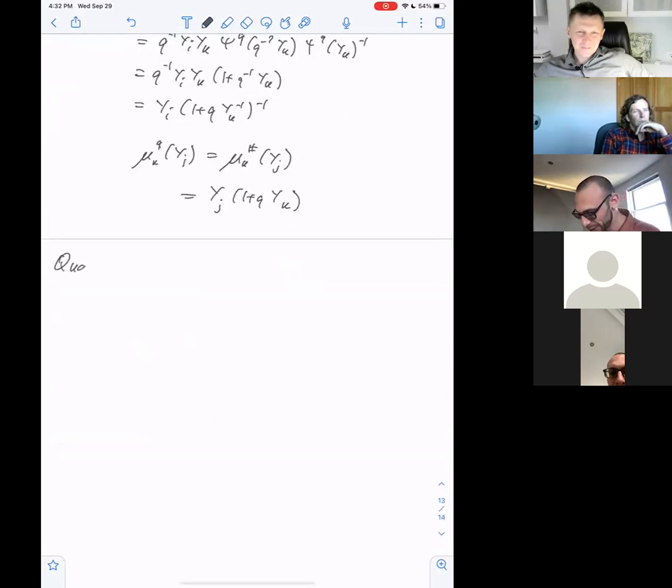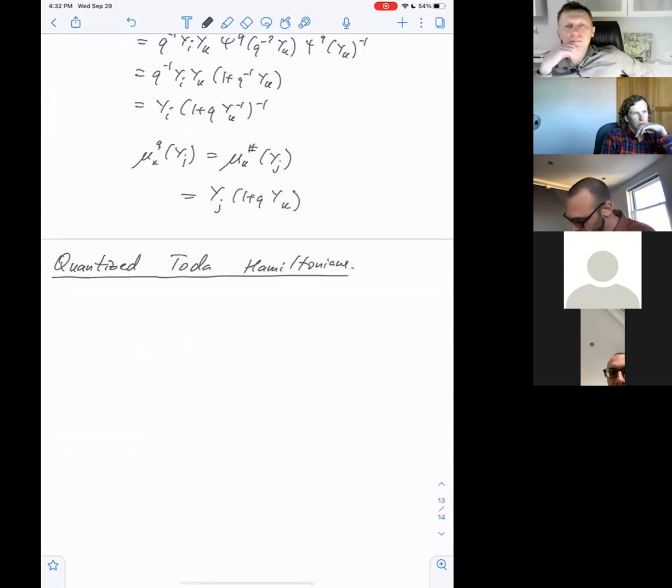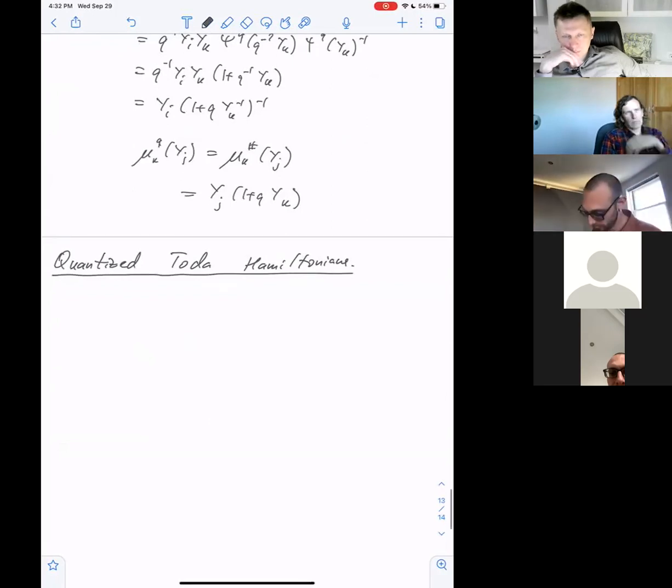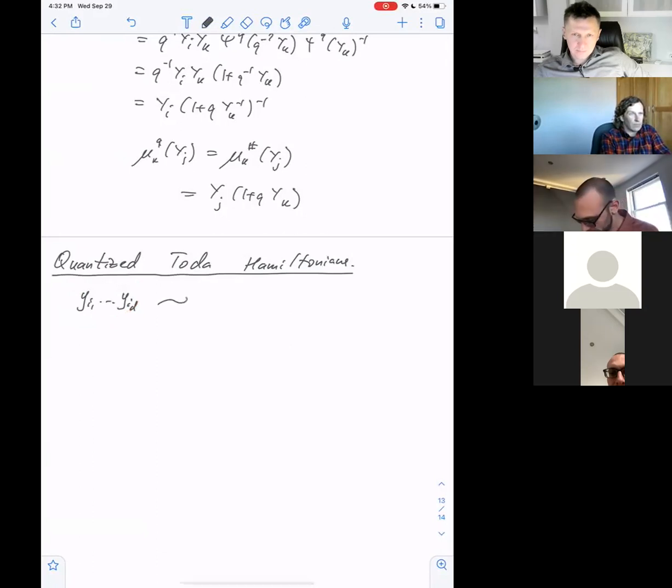So now we know what a quantized cluster algebra is. So let me just show quantized Toda Hamiltonians. The rule is really simple. So what you do is you take yi1, ..., yid. Remember, these are the classical variables in which we wrote Toda Hamiltonians, right? And what we need to do is replace those by e i1 plus dot dot dot plus e id.